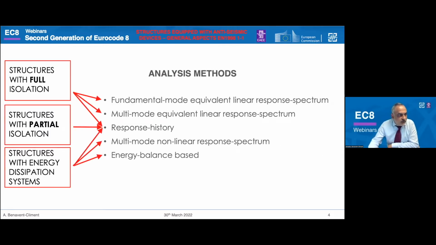So let's move on to the analysis methods. The new Eurocode 8 covers 5 different analytical methods to obtain the effects of the seismic actions on structures with anti-seismic devices. The response history analysis can be used for any kind of structure, for structures with full or with partial isolation, or for structures with energy dissipation systems.